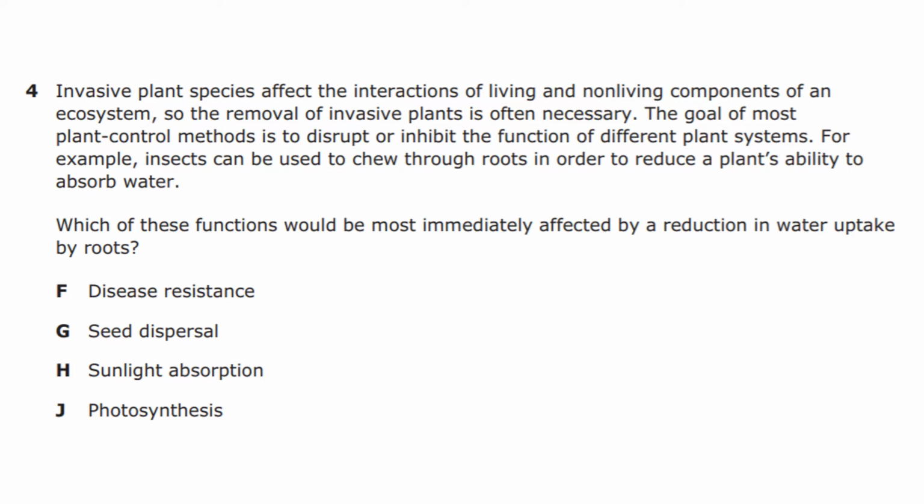The answer to this one is J, photosynthesis. The plant has to have plenty of water in order to perform photosynthesis, to create the glucose that's created in the process of photosynthesis. And if you reduce the water uptake, then that's going to immediately affect the ability of the plant to continue with that process.